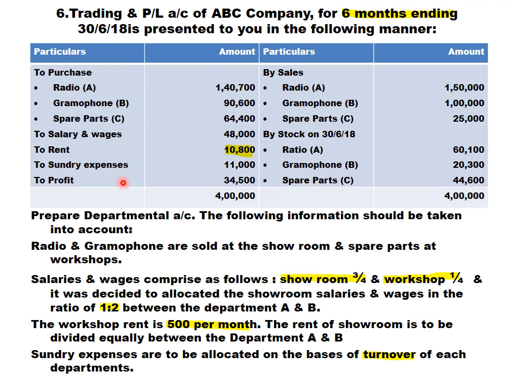Salary and wages, rent, sundry expenses and the profit. Sales are given separately for department A, B, C. Closing stock is given separately for A, B, C. Prepare a departmental account. The following information should be taken into account. Radio and gramophone are sold at showroom and spare parts at workshop. Salary and wages comprises as follows: showroom 3/4 and workshop 1/4. And it was decided to allocate the showroom salary and wages in the ratio of 1:2 between department A and B.